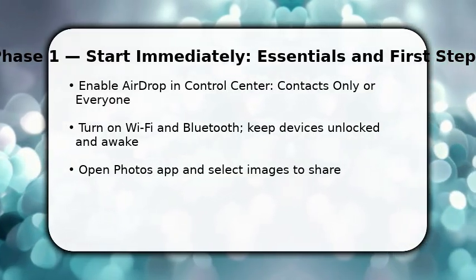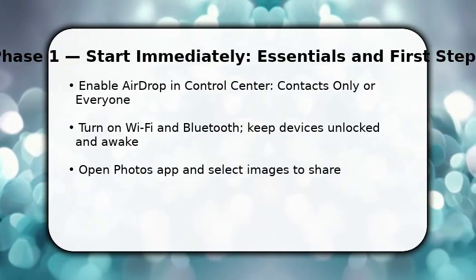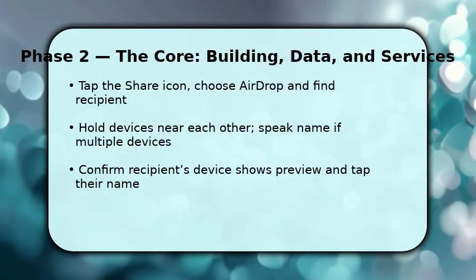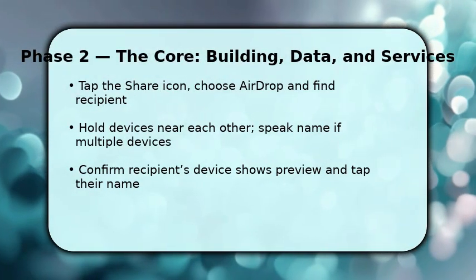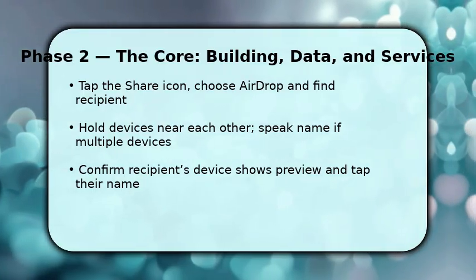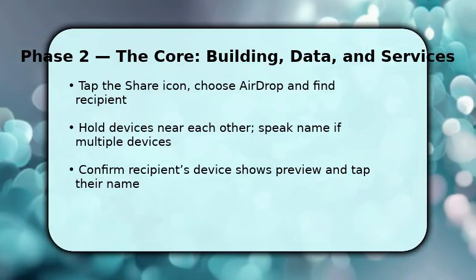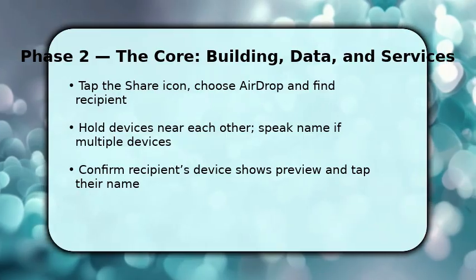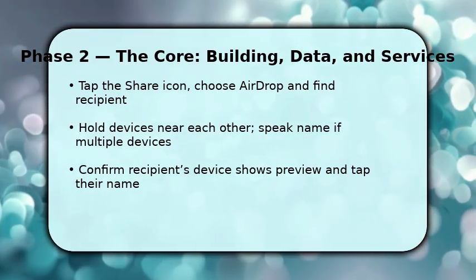Once the images are selected, you're ready to bring the devices together and complete the touch transfer. You tap the share icon and pick AirDrop from the menu, then scan the list for the recipient's device name or profile photo. Once visible, hold the iPhones near each other. Proximity speeds the handshake, and say the person's name if there are multiple nearby devices. Tap their name to send.